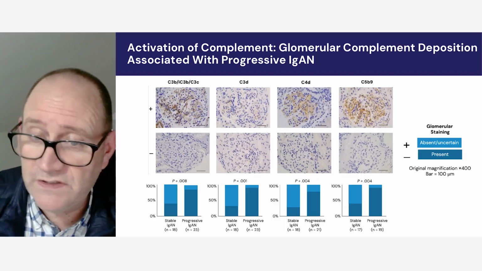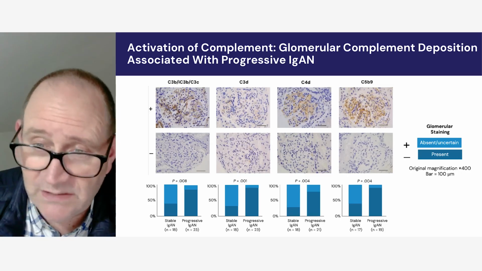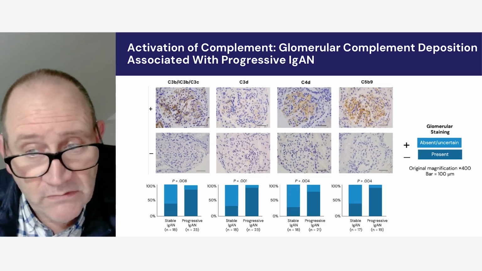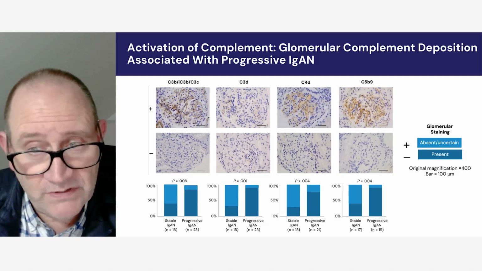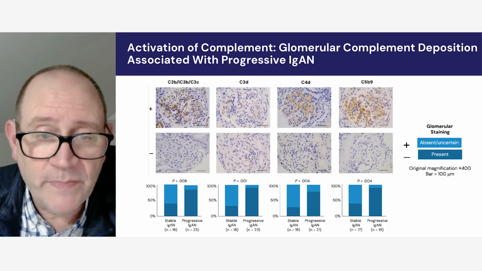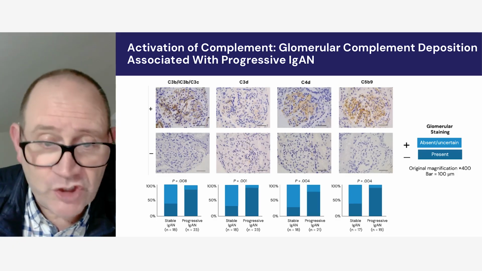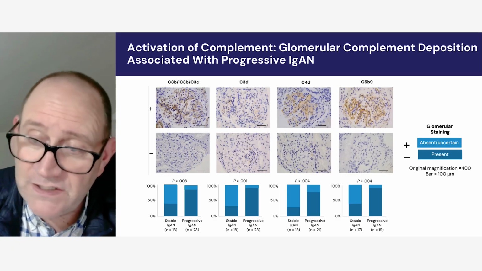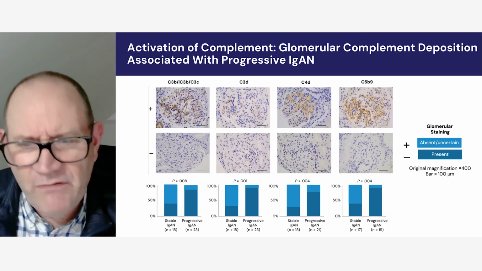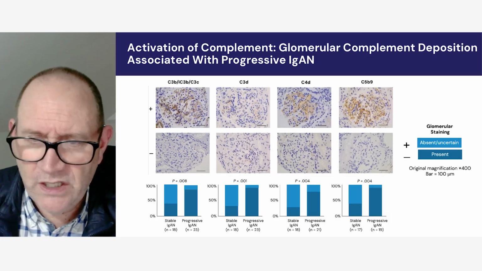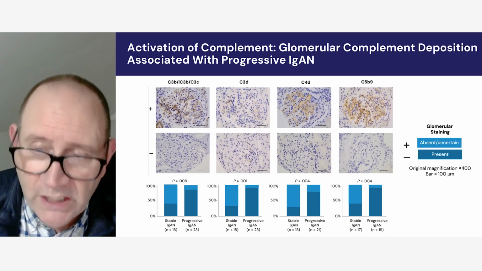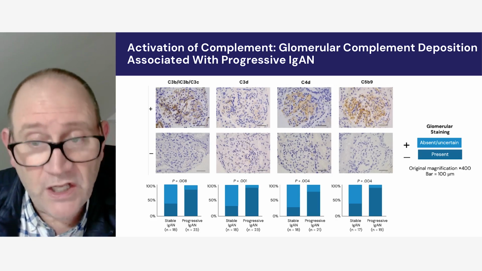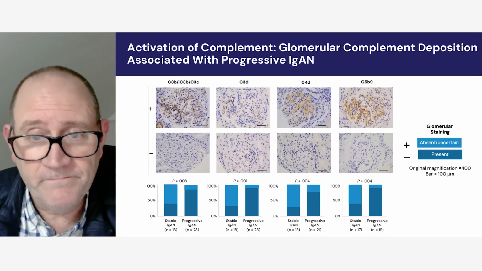You can see presence of C3d showing something very similar. C4d, a marker of lectin pathway activation when you don't have C1q deposition. Again, worse outcome. And worse outcome when you have that terminal membrane attack complex C5b-9. So very clear information here that the more complement activation you have within the glomerulus, the more likely you are to have progressive loss of kidney function.